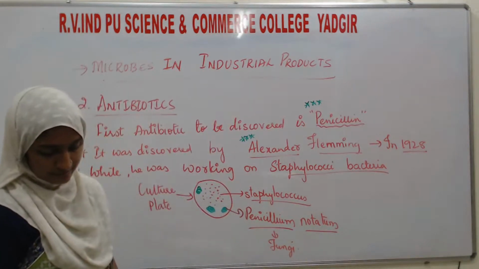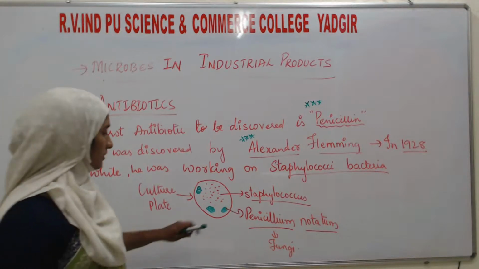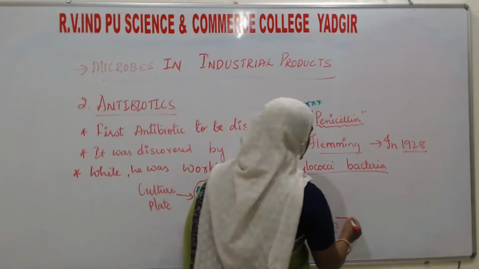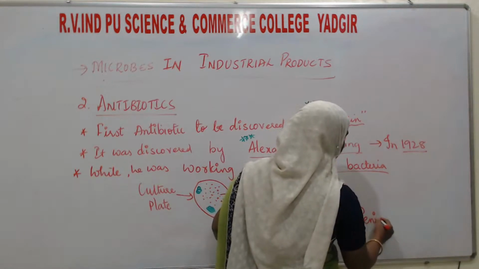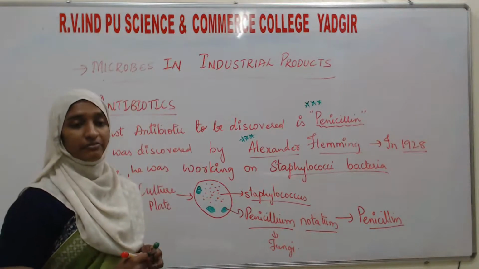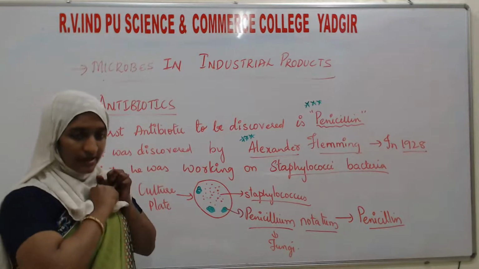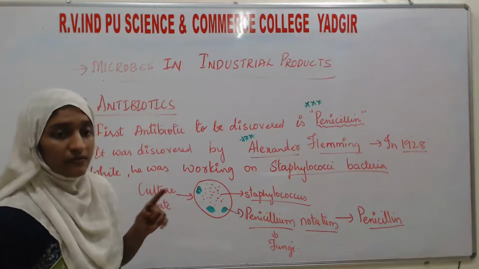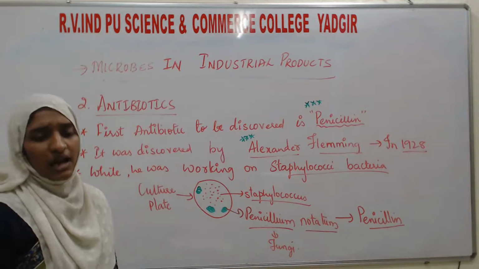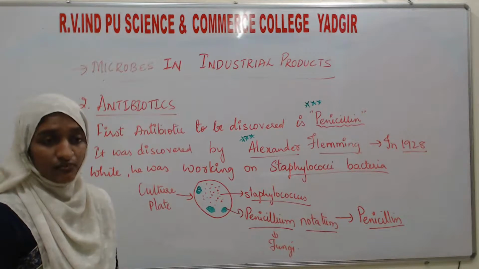See here. He also observed that this Penicillium notatum is secreting something. What is that secretion? It is secreting a chemical substance, that is penicillin. First of all, the first antibiotic which was discovered is penicillin. Who discovered it? Alexander Fleming.